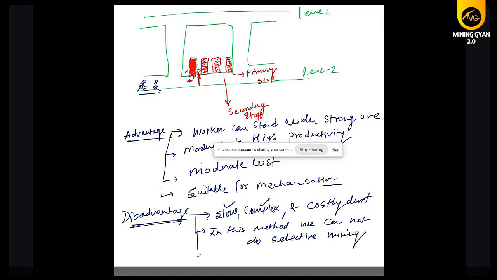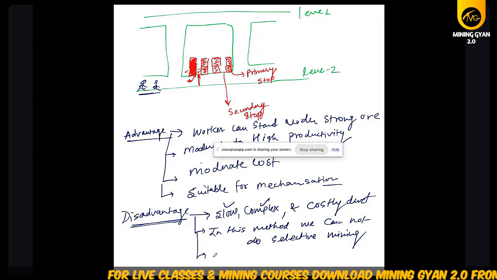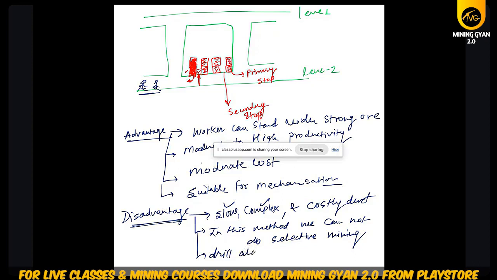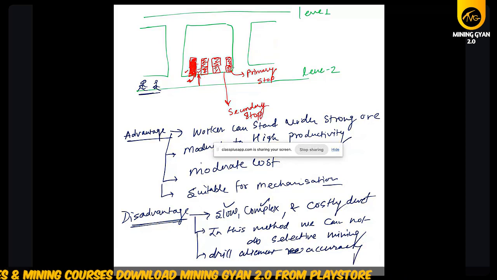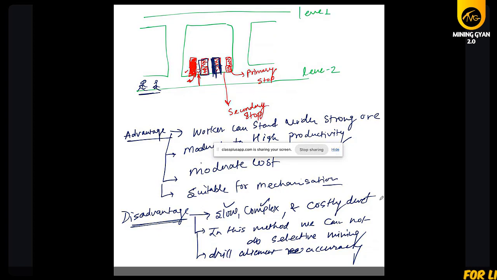So you should know which type of method we are using for selective mining and which method we cannot use for selective mining. Also in this method, drill alignment accuracy is required. Why? Because suppose you are drilling this one, then you are drilling on top one, so the accuracy should be such that you go on a straight line. Okay, these are the disadvantages.